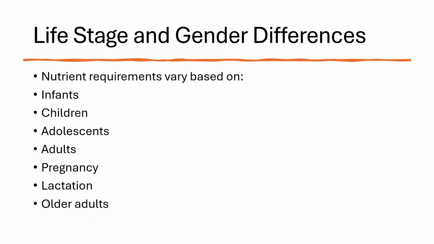Life stage and gender differences. Nutrient requirements vary based on infants, children, adolescents, adults, pregnancy, lactation, and older adults. For example, iron needs increase during pregnancy, calcium needs increase during adolescence, protein needs may increase in aging. DRIs are always listed by life stage and biological sex. This prevents underestimating or overestimating nutrient needs.